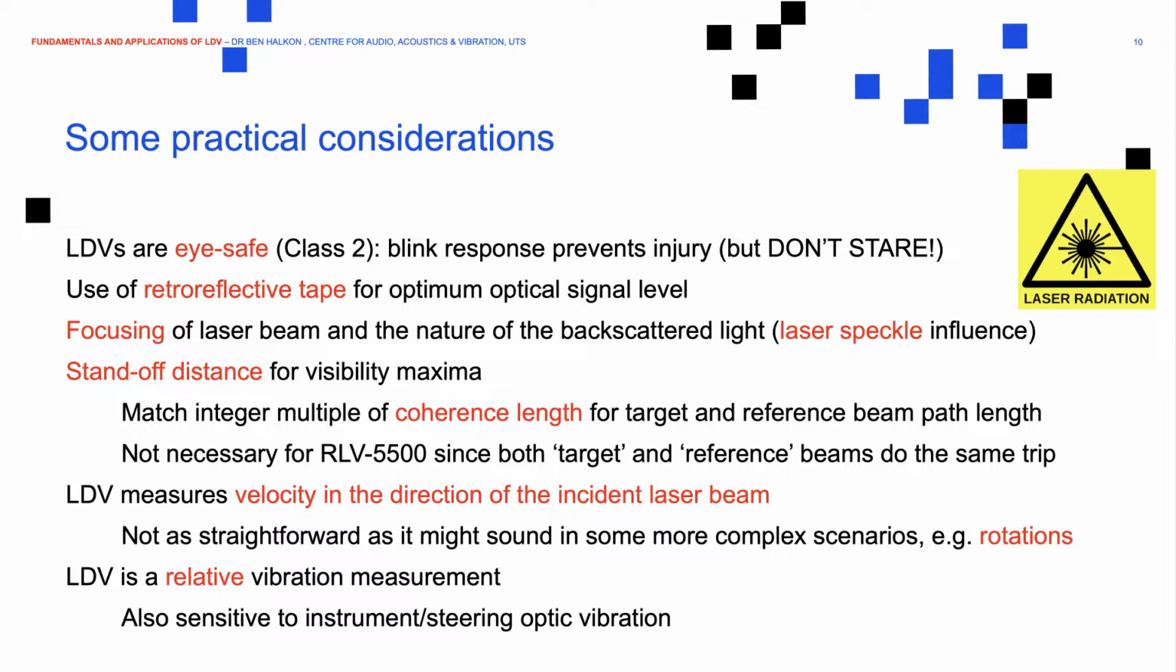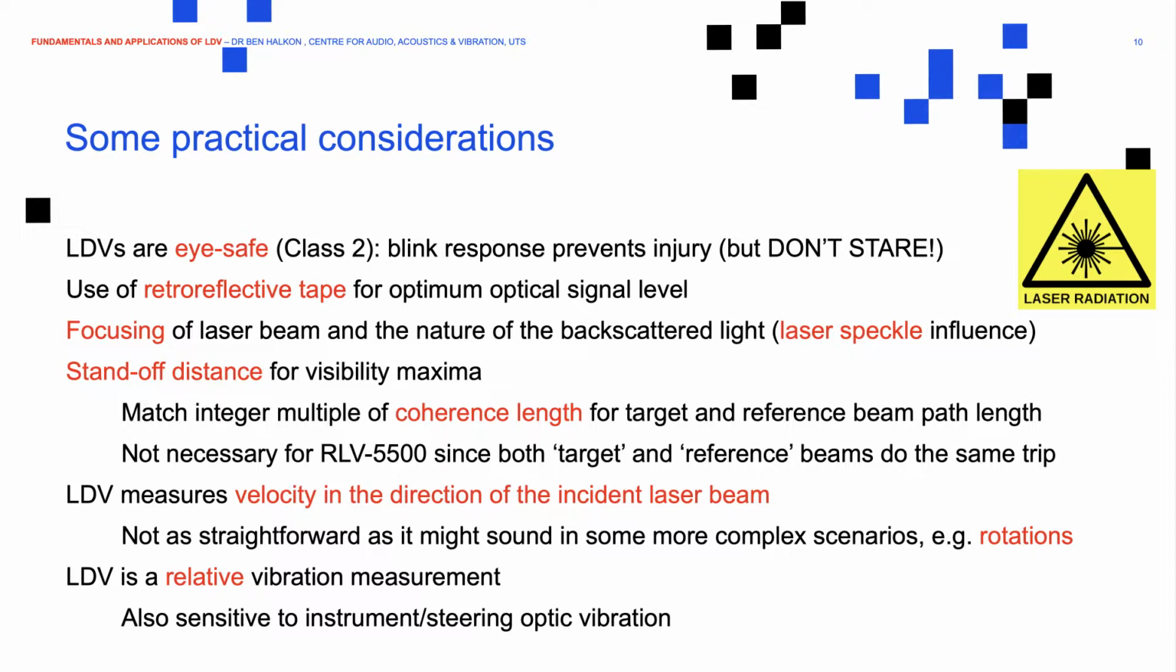Increasingly, there are alternatives to that which don't have separate target and reference beams. In some cases, like the LDV 5500, which makes measurements on rotating systems, both the target and reference beams go to the target and come back, so they'll always have done the same trip, and they always have the same path length.